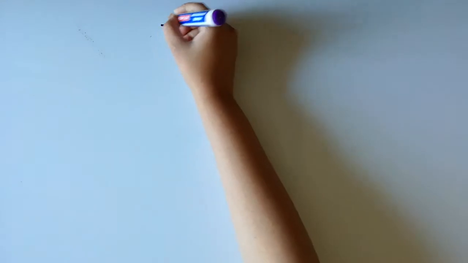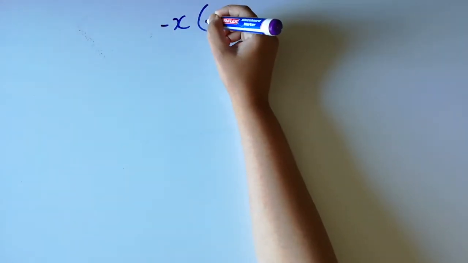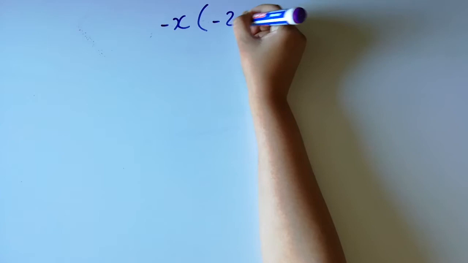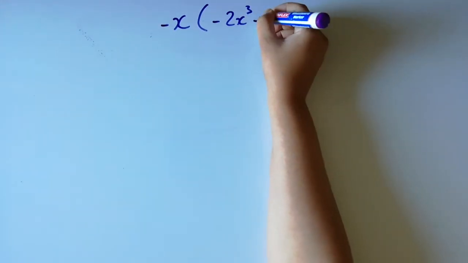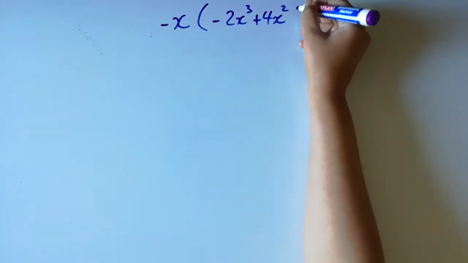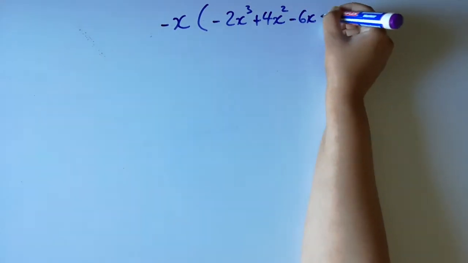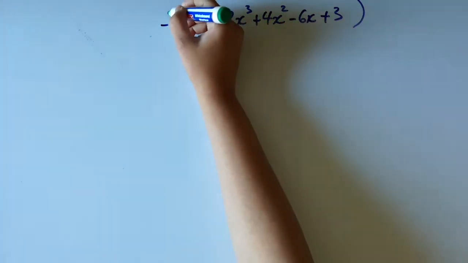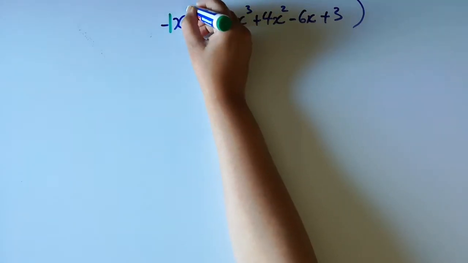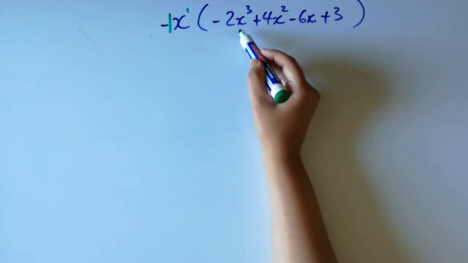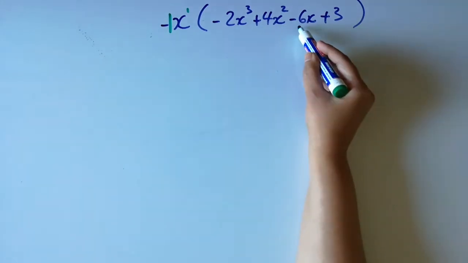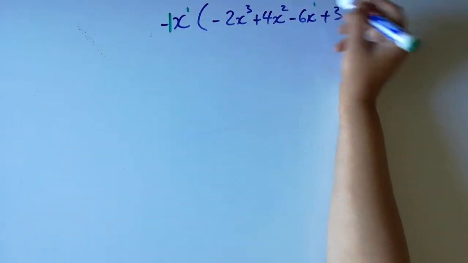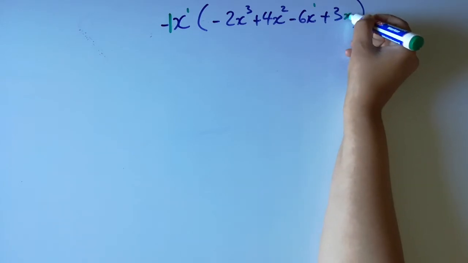Let's say I have minus x times minus 2x cubed plus 4x squared minus 6x plus 3. So our first step, invisible signs and numbers. There's a 1 here. There is an x, so it's to the power 1. Minus 2x cubed plus 4x squared minus 6x to the power 1 plus 3x to the power 0.